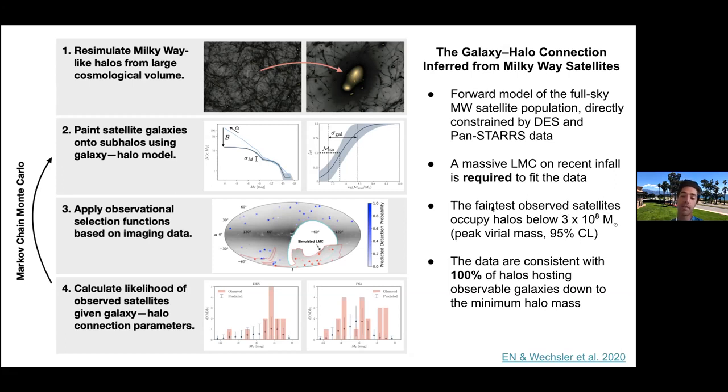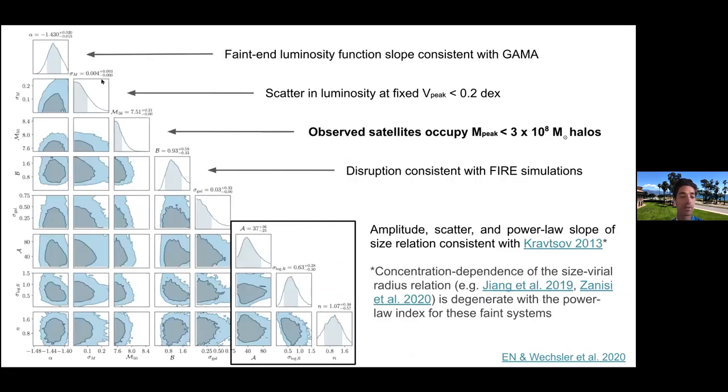In other words, the faintest observed satellite galaxies must occupy dark matter halos with peak virial masses below 3 × 10⁸ solar masses. So I'm going to talk about some of these results a little more and then compare them to other models.